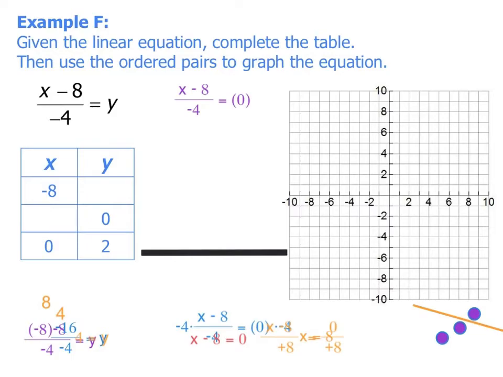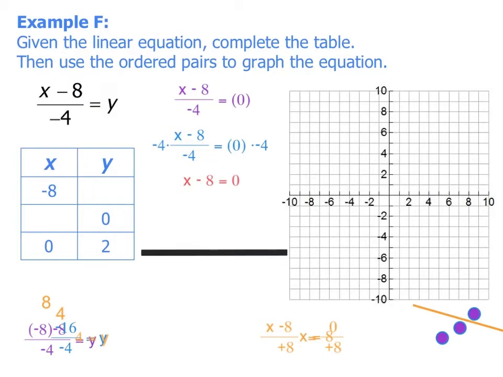x minus 8 all divided by negative 4 equals 0 because I substituted in my 0. Now I want to get that x alone, I want to get rid of that 8, but I can't do any of that because it's all being divided by negative 4. So in order to get rid of negative 4, I have to do the inverse operation. The inverse operation to divide by 4 is to multiply both sides by negative 4. So when I do that, the negative 4 and the negative 4 are going to cancel each other out, and 0 times negative 4 is 0. So that leaves me with x minus 8 equals 0.